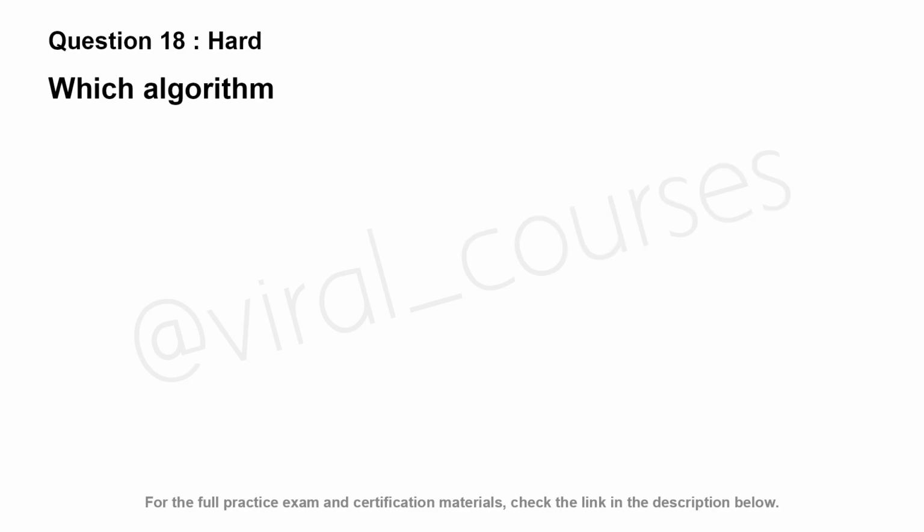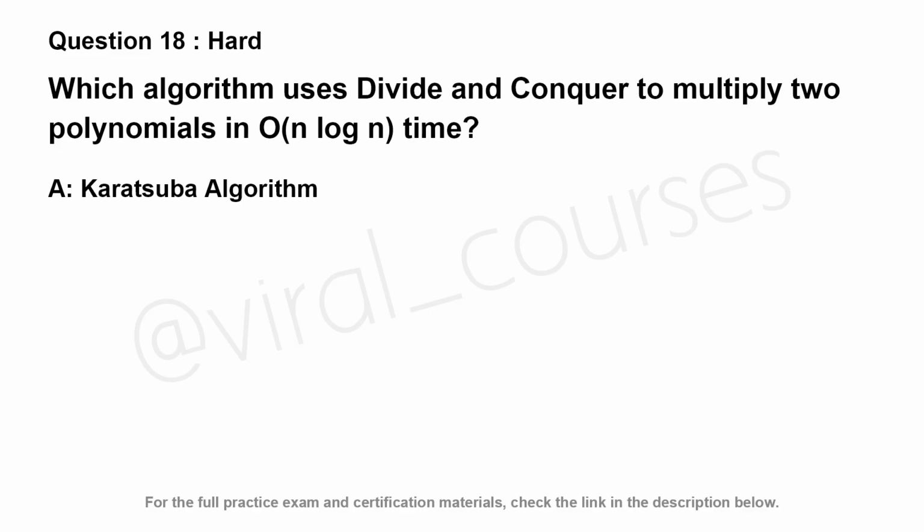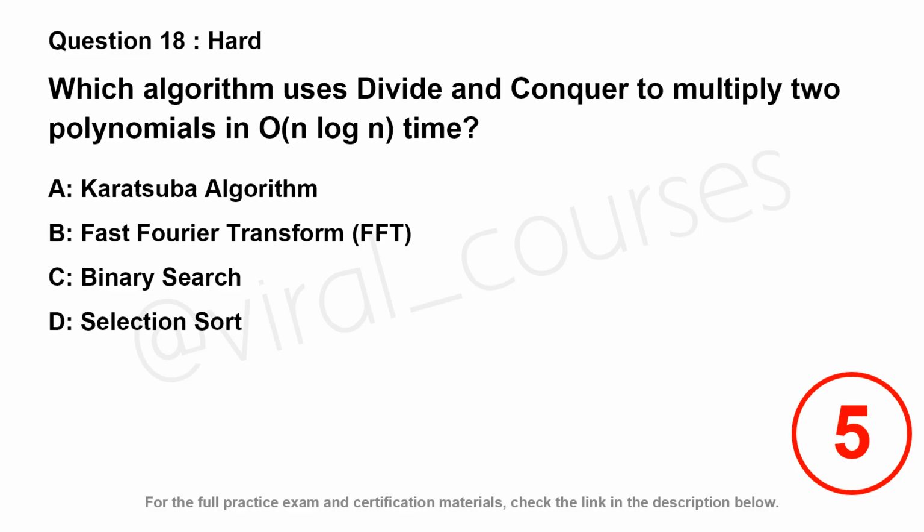Which algorithm uses divide and conquer to multiply two polynomials in O(n log n) time? Option A, Karatsuba algorithm. Option B, fast Fourier transform, FFT. Option C, binary search. Option D, selection sort.